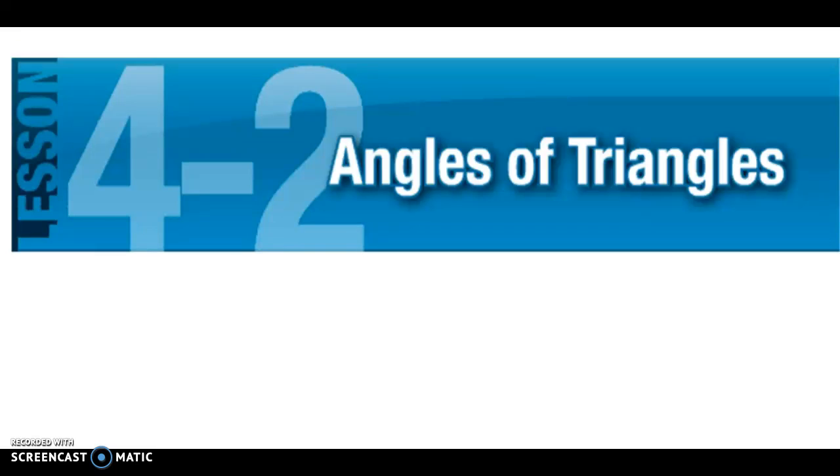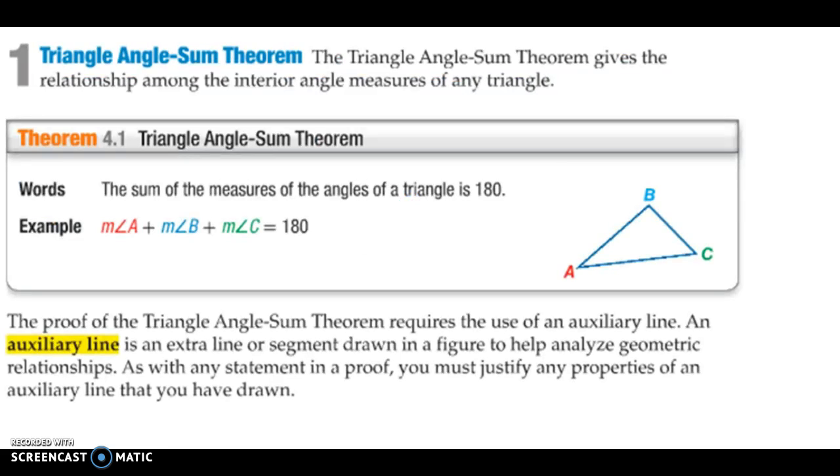Hello, today we're going to be talking about lesson 4.2, which is on angles of triangles. Theorem 4.1 is the triangle angle sum theorem. It says that when you add up all the angles in a triangle, for example in this one, angle A, angle B, and angle C, they should all add up to 180 degrees.